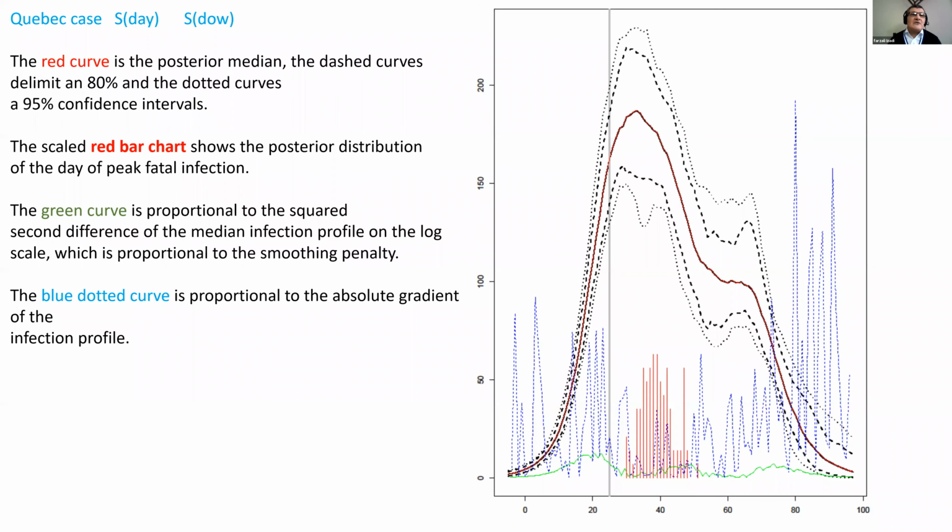And this is also for day of week and the Quebec case. We see that the Quebec case is a little bit messy.